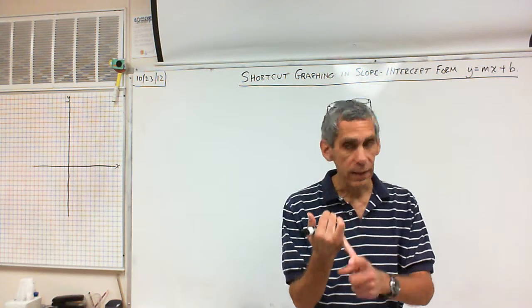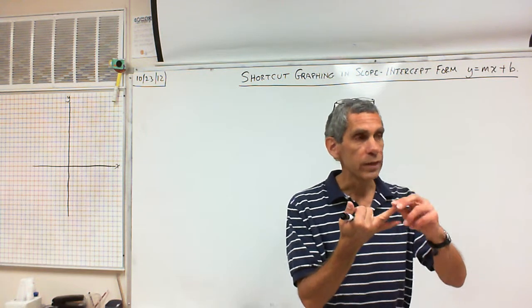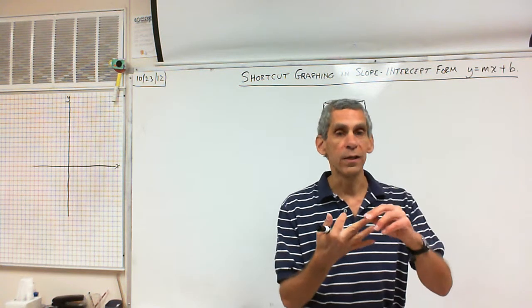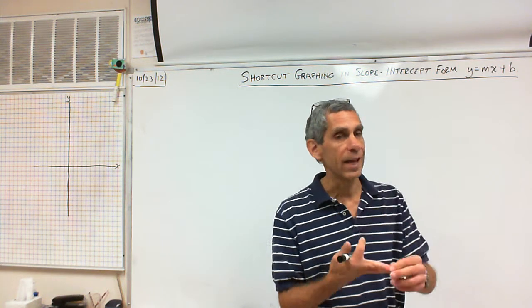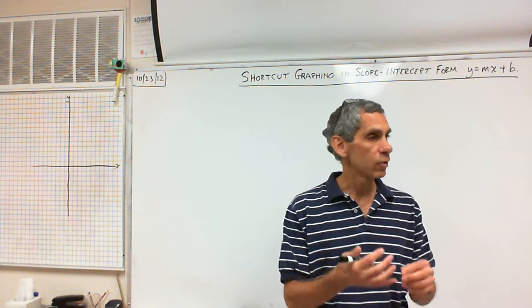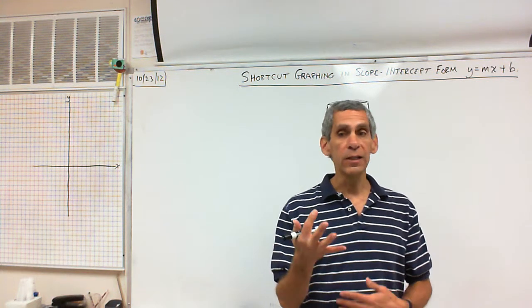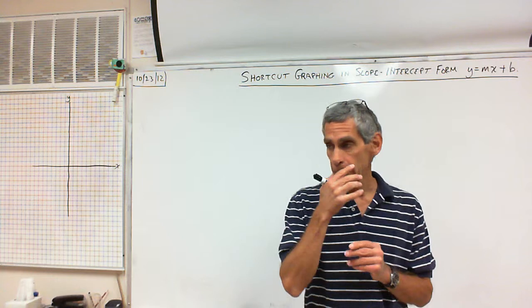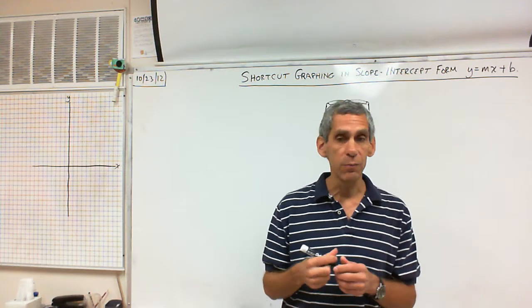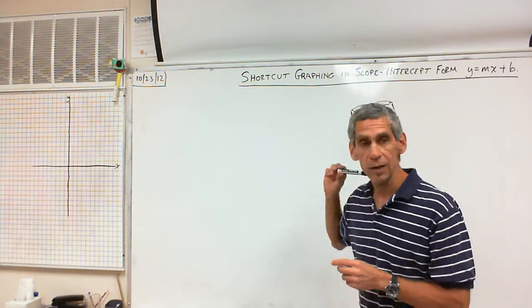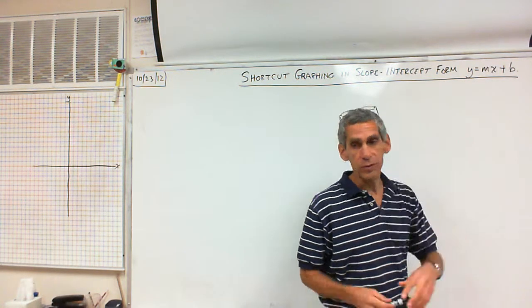Slope-intercept, point-slope, and the last one is standard. So you have slope-intercept form, point-slope form, and standard form. At least the first two in particular give you some really important information. We're going to talk about the first one, slope-intercept form. That is y equals mx plus b.